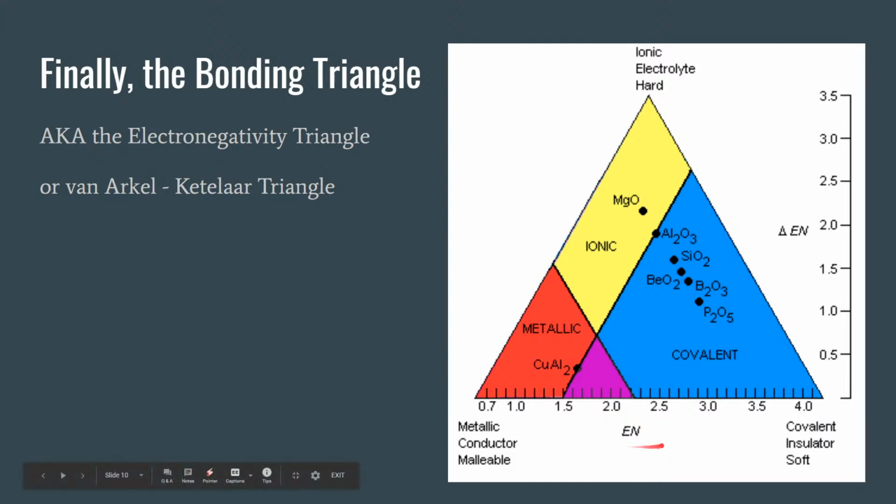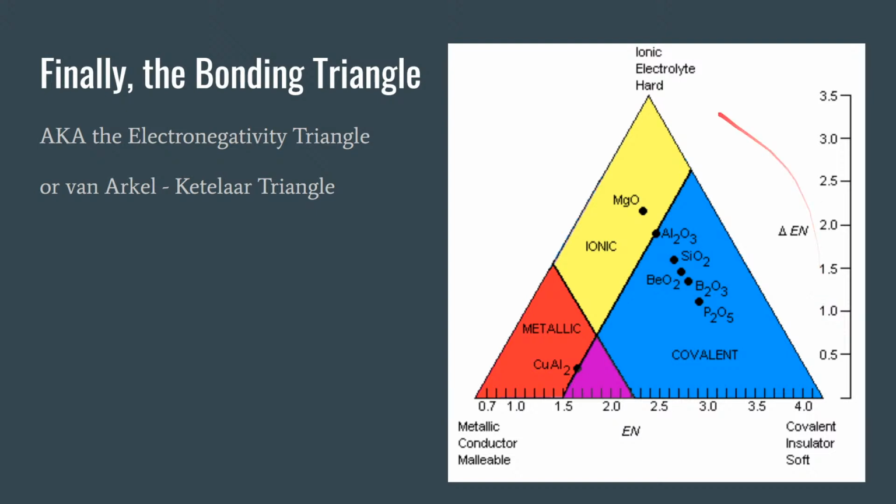So on the bottom axis, the x-axis, we have electronegativity. So we go from low electronegativity metals to high electronegativity nonmetals. That's why we have two corners down here. We can either bring together two metals or two nonmetals. The y-axis is electronegativity difference.